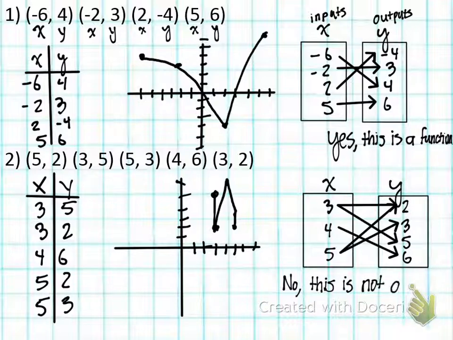No, this is not a function. And we would write this as a sentence. Because no, this is not a function because there is more than one output.